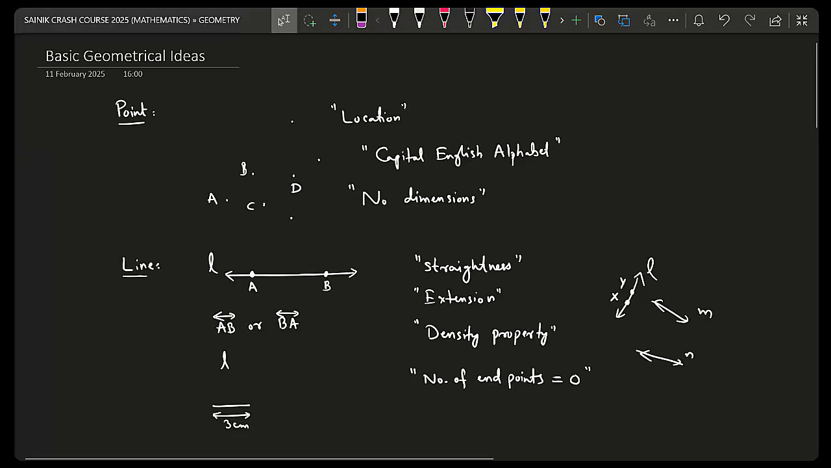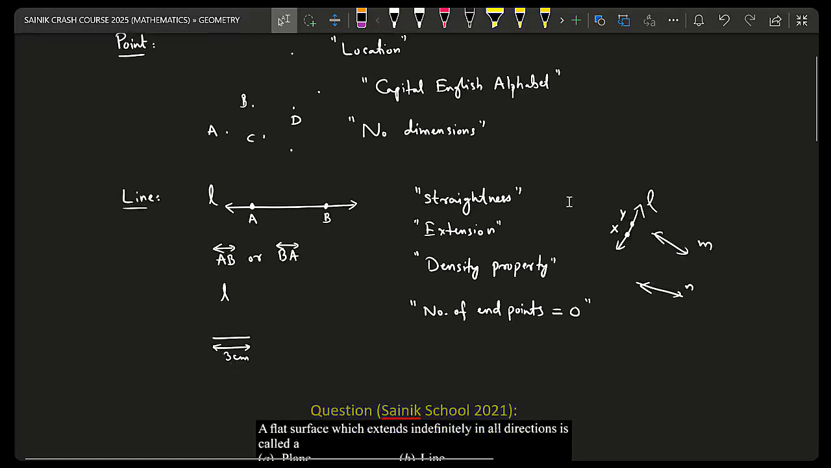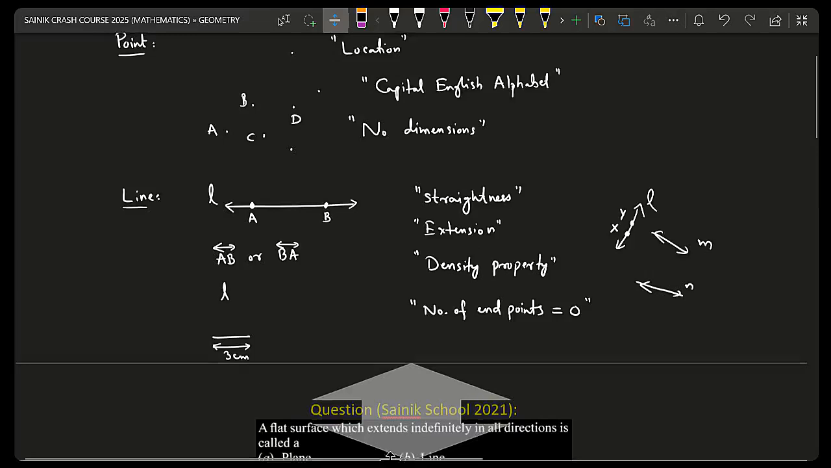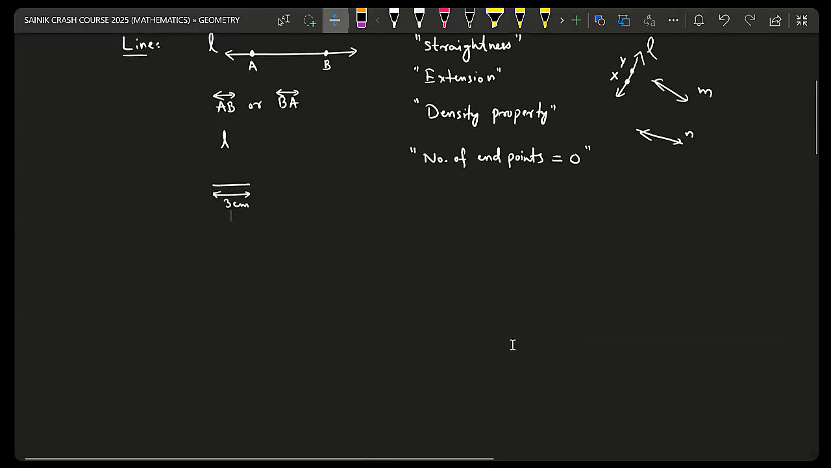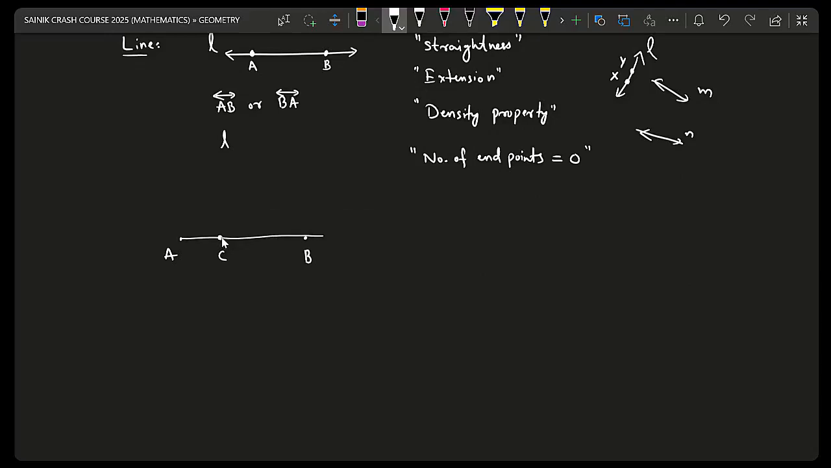Okay, no problem. So line we completed: straightness, extension, density property. Before we start ray and line segment, etc., about line, we need to study one more thing called betweenness. Now, there is a point A and there is a point B, and I want to check whether a point C is lying between them or not. If a straight path is joining A and B, and C is there on that straight path, I'll call C is between A and B.